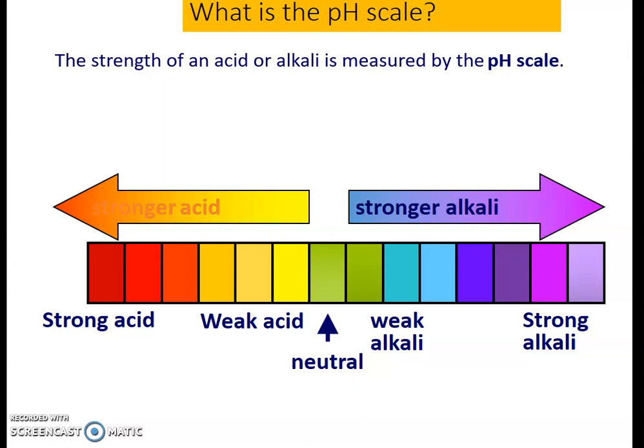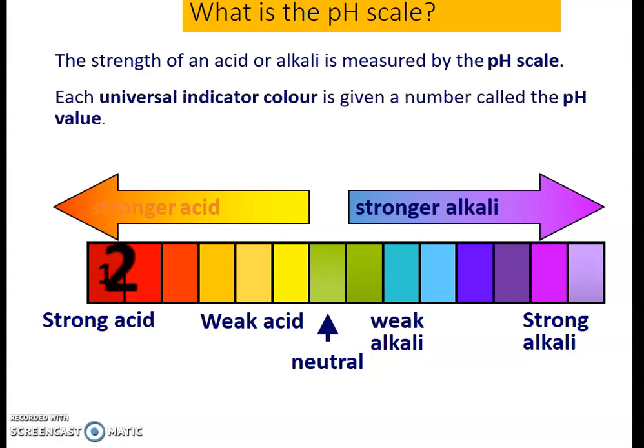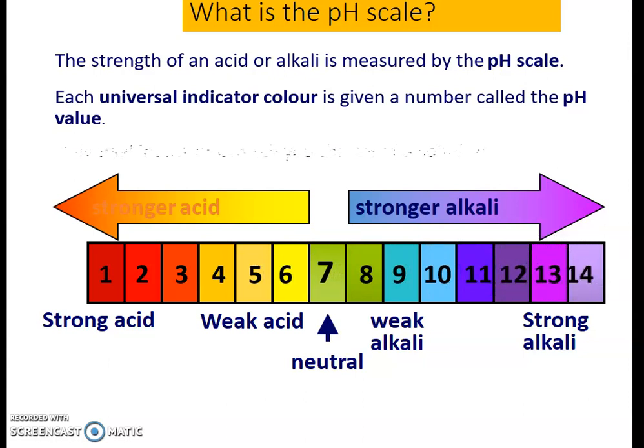Now if you look at the pH scale, it will also tell you the strength. So if it's a red kind of colour, that means it's a strong acid. If it's a yellow colour, it's a weak acid. If it's green, it's neutral. And if it's a weak alkali, it's blue. Strong alkalis are typically purple. They're also given a value. So you could say that if it turns red, it's a pH 1, meaning it's a strong acid. 8 would be a weak alkali, so you'd be able to tell from the number of the pH scale or the pH value.